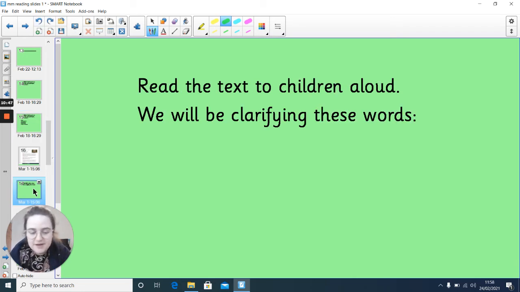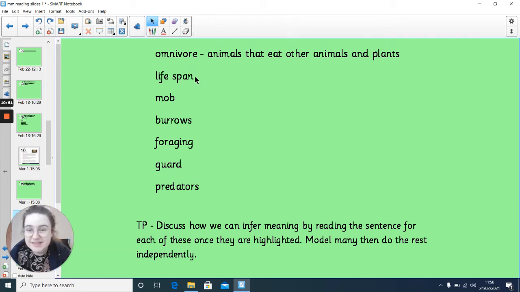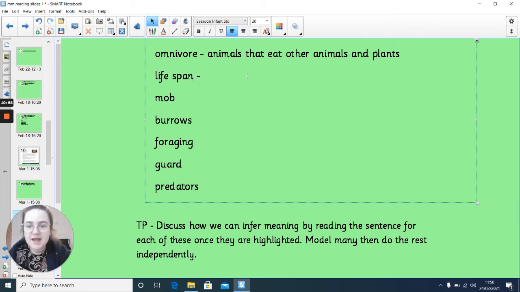Let's have a look at the next word. The next word that we are looking for is actually two words. It's a phrase, and it is lifespan. We can use our phonics to read this as well. Life, span. Lifespan. So we're going to look for lifespan.